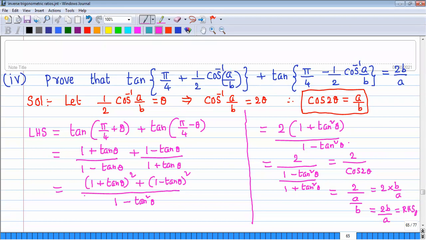Okay. Even you can say cos inverse A by B is equal to theta also, no problem. Then pi by 4 plus theta by 2, pi by 4 minus theta by 2. Instead of theta, you will be getting theta by 2. That's all. But the answer is actually you will be getting cos theta here, cos theta is A by B, 2 upon cos theta gives B by A. Like that also you can prove it, no problem.